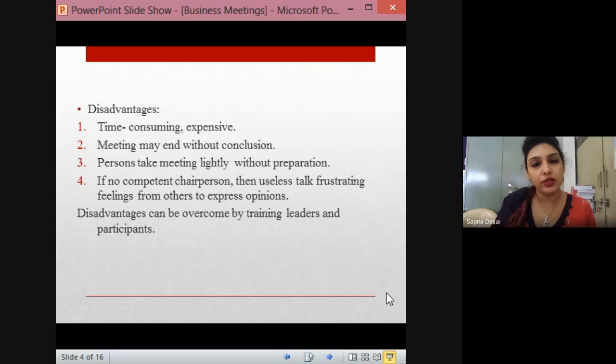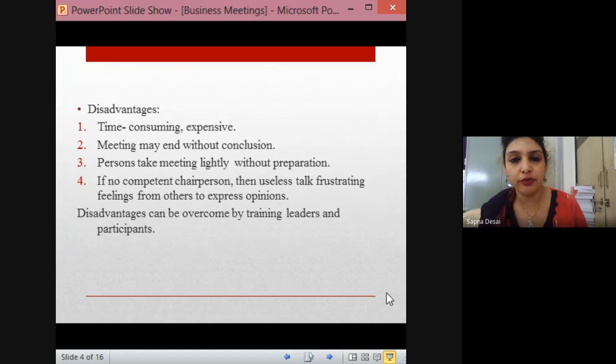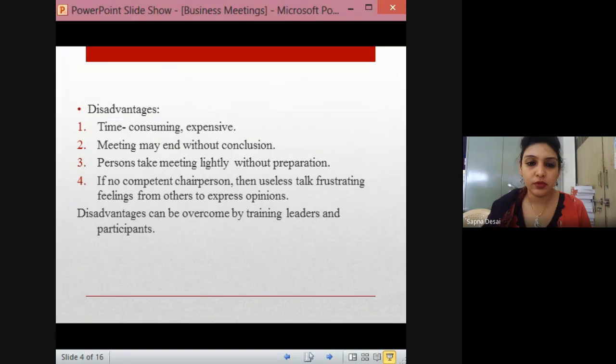Moving further, let us see what are the disadvantages of conducting a meeting. Obviously, it is time consuming and expensive, right? You have to draft a notice, you have to look into the agenda, and you have to have a place where you can conduct the meeting. All these things will take time, and it will be expensive also.